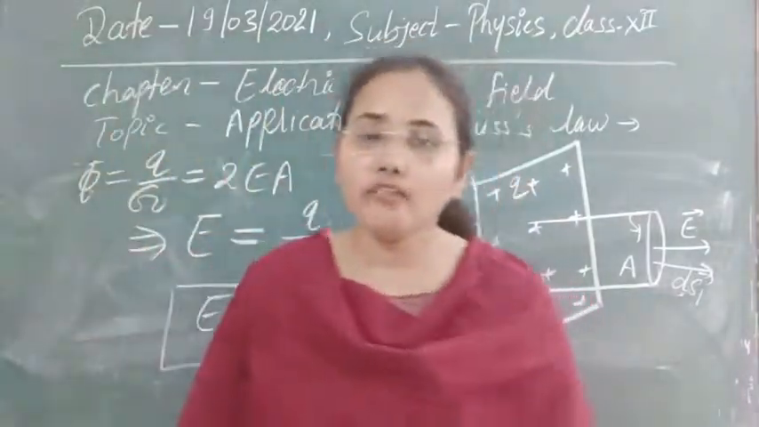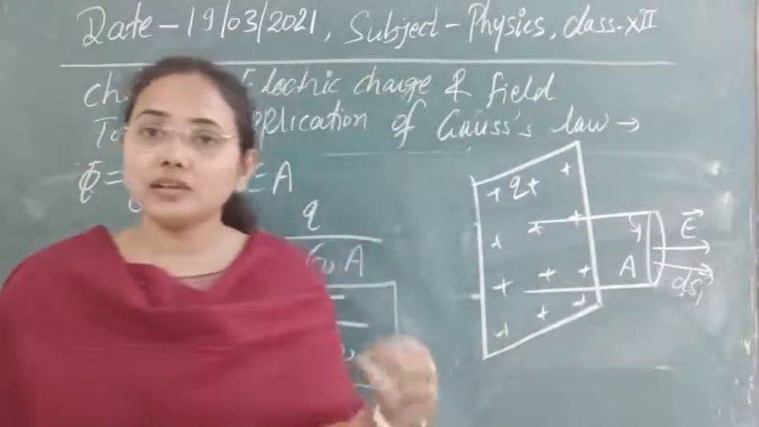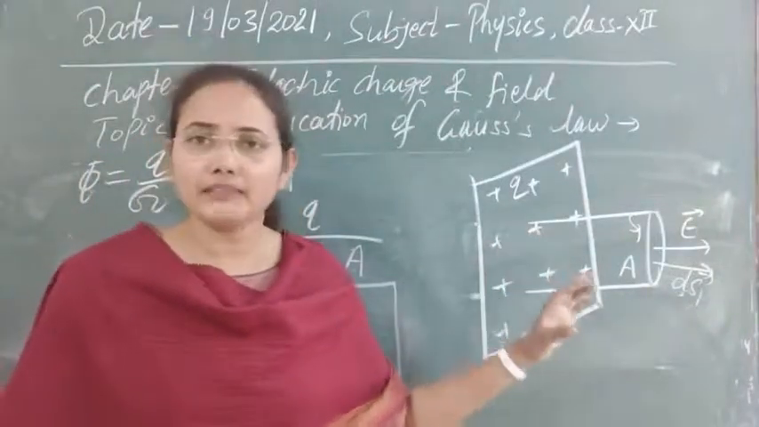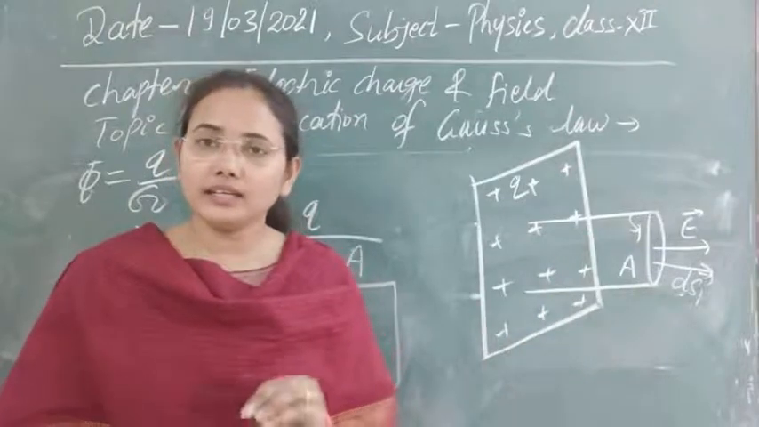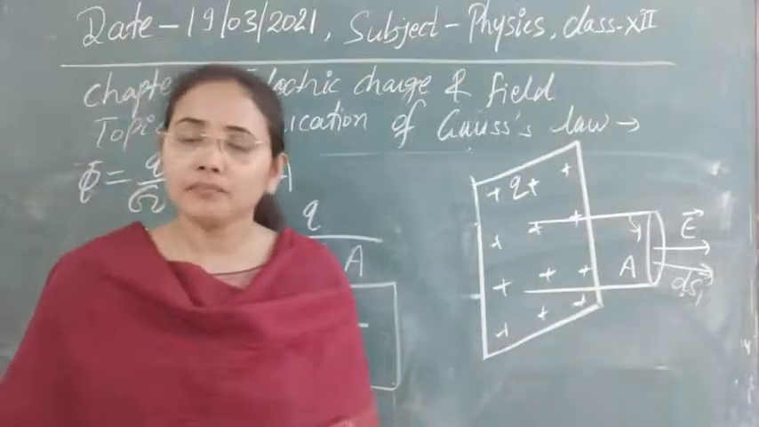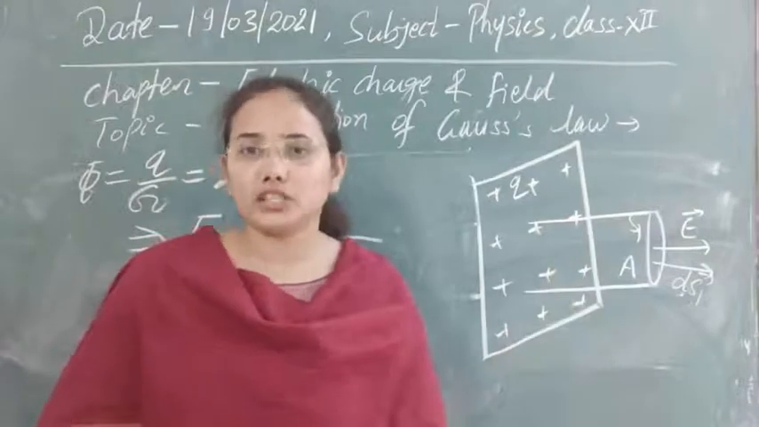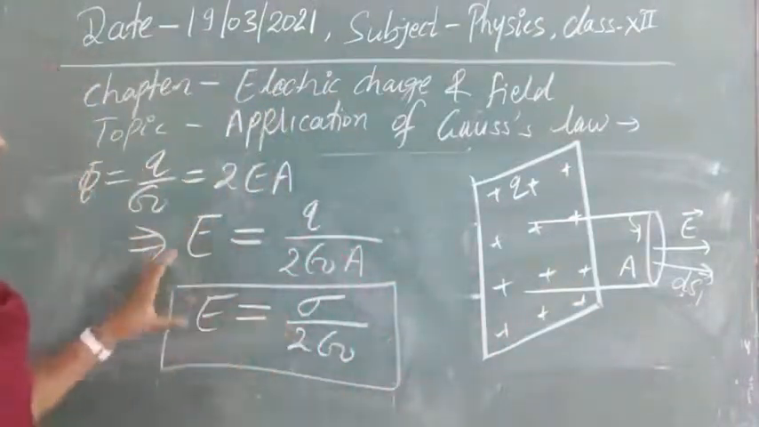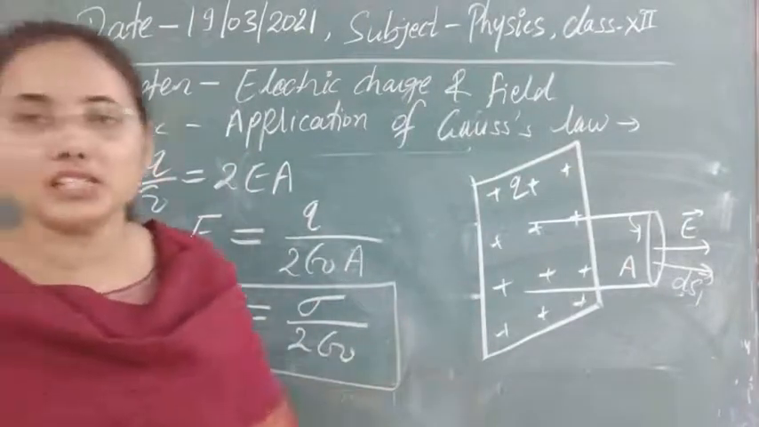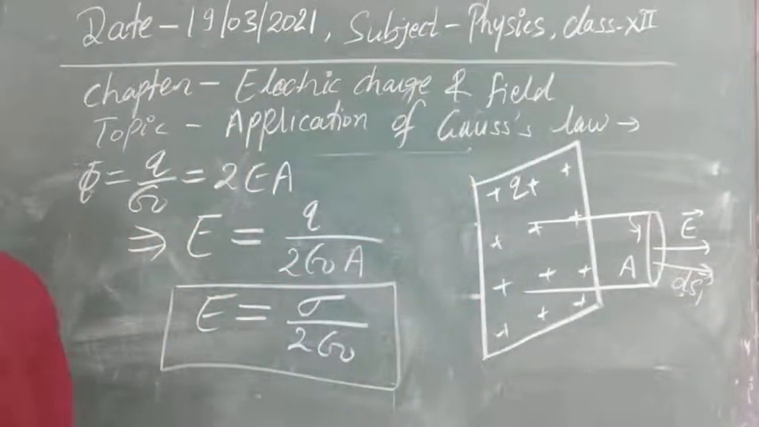This electric field for any uniformly charged infinite sheet does not depend on the distance at which we are measuring the electric field. It depends only on the charge distribution on that sheet. Greater the charge distribution, greater will be the electric field due to this uniformly charged sheet. So by using Gauss law, we can easily calculate the value of electric field due to this uniformly charged sheet. So this is our second application of Gauss law.